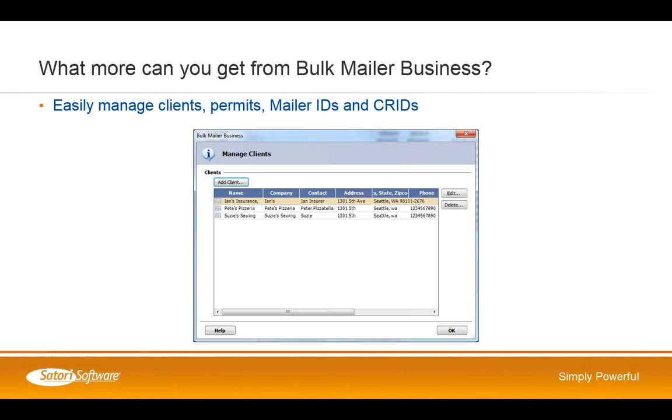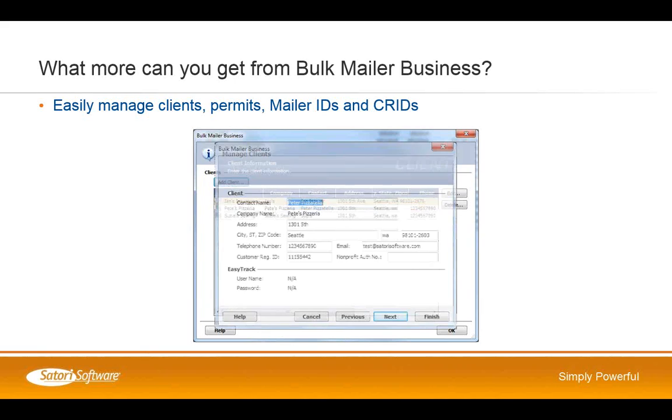So there's this whole area where you can go in and define each of your clients, and this is going to be all the information that is just to do with that client. This is going to be their permit information, their mailer IDs and CRIDs, to make sure that everything's going to line up for their full service, right? So here we can go in and define our client information. You'll see there at the bottom it says the customer registration ID, that's their CRID. You'll fill in all that information, and we'll be able to save that going forward.